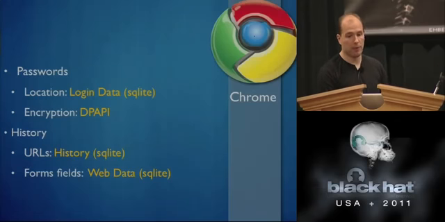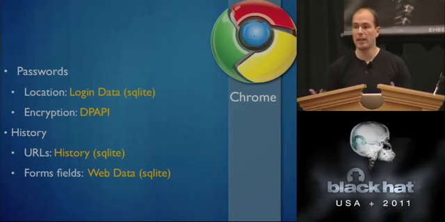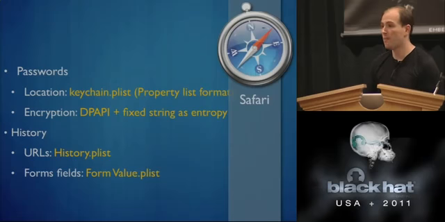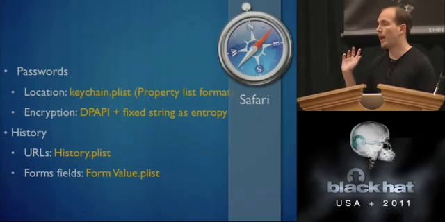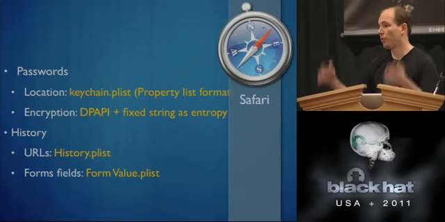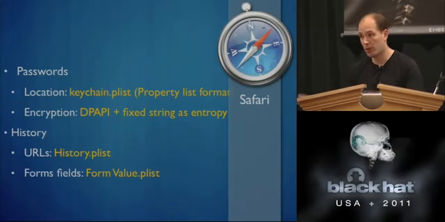Chrome, very briefly, they only use DPAPI. Basically, the credentials are stored in a SQLite database, and this SQLite database is encrypted with DPAPI. And Safari, same thing, encrypted with DPAPI. They use the Apple format, which is the proprietary plist format, a binary format, which is their own way to do things. And they use DPAPI with a fixed string as entropy. The good thing that Safari does and no one else does is they actually encrypt your form fields. So the form fields are encrypted with DPAPI with Safari, which I think is the smart thing to do.